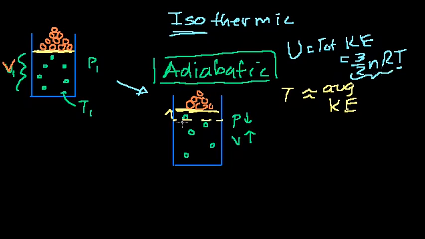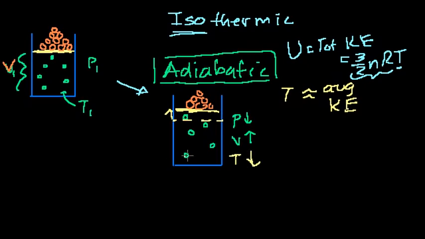Now, when I do some work, it's essentially a transfer of kinetic energy, right? And I can't replace that energy with some heat because it's adiabatic. There's no heat going into or out of the system. So in that situation, the kinetic energy of the system went down. The average kinetic energy of the system went down. So the temperature would also go down.